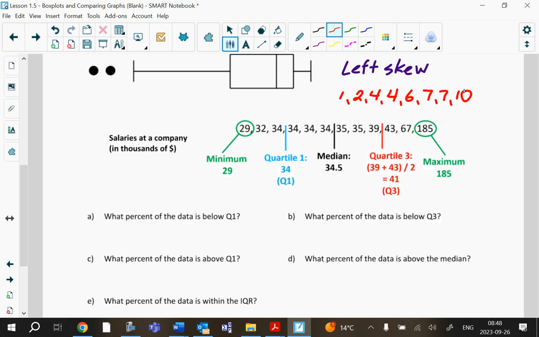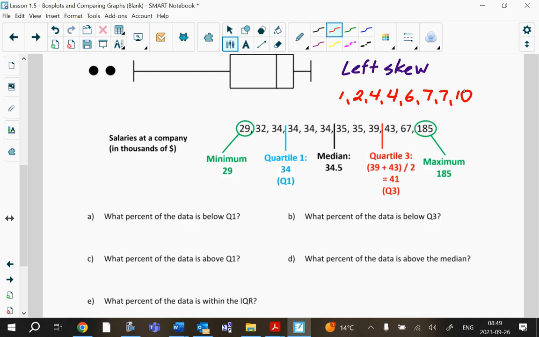Which data values here represent the bottom 25%? 1 and 2. Because there's 8 numbers, 25% or a quarter is below 1 and 2. Okay. What values represent the middle 50%? 4, 4, 6, 7. You get the idea. Okay.